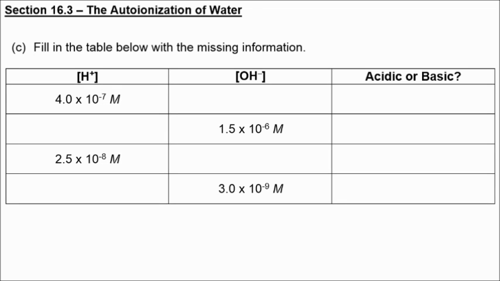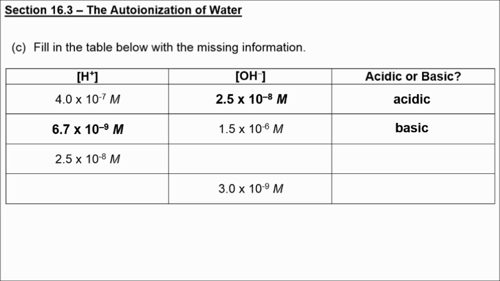1 × 10⁻14 divided by 4 × 10⁻7 gives us 2.5 × 10⁻8. So because our concentration of H+ is greater than that of OH-, we have an acidic solution. 1 × 10⁻14 divided by 1.5 × 10⁻6 gives us 6.7 × 10⁻9. Since our concentration of hydroxide is greater than that of H+, we have a basic solution.